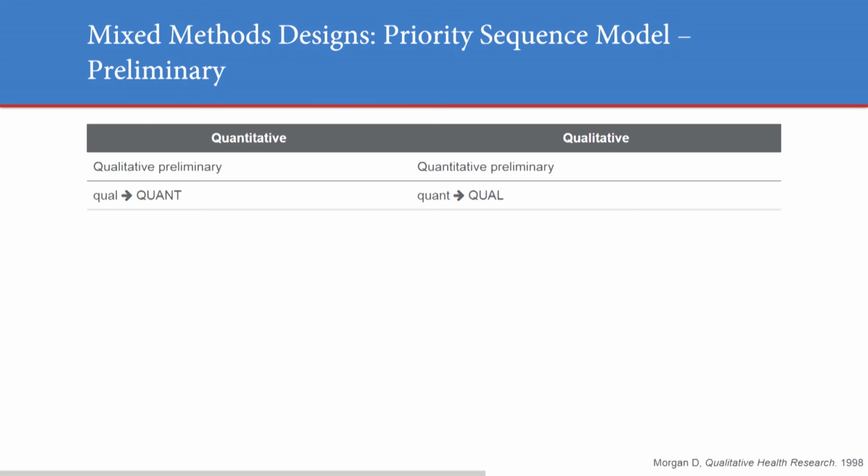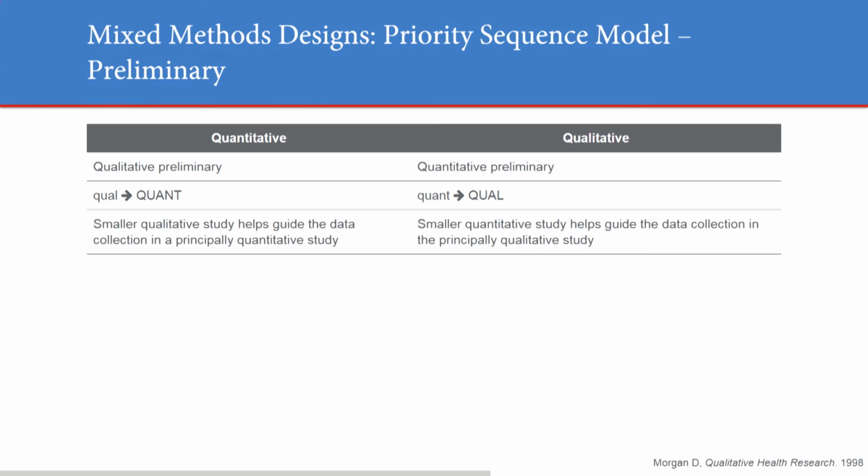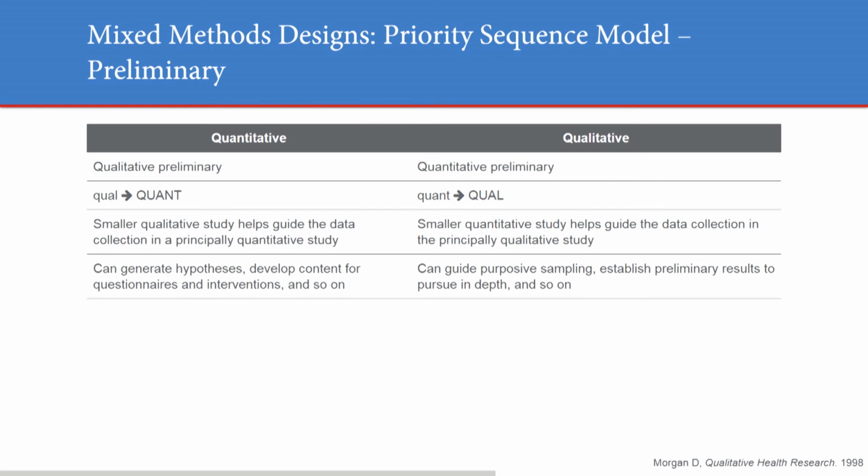We did the survey. And you might want to switch it up. You might want to do the quantitative first and try to get an idea of the magnitude of a particular problem and then go in with the qualitative. So in this case, the smaller qualitative study is guiding it, and in the second case, the smaller quantitative study guides the data collection. In the first, you can generate hypotheses and develop content for the questionnaires, and in the second instance, where the larger study is qualitative, the survey could have helped you with the purposive sampling, establishing preliminary results that you really want to focus on in depth.